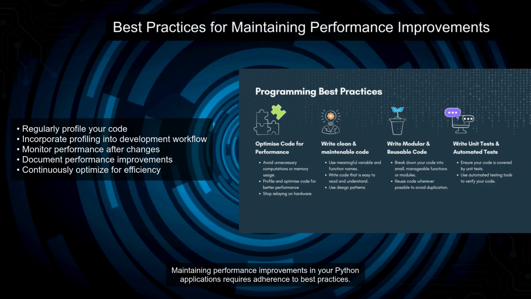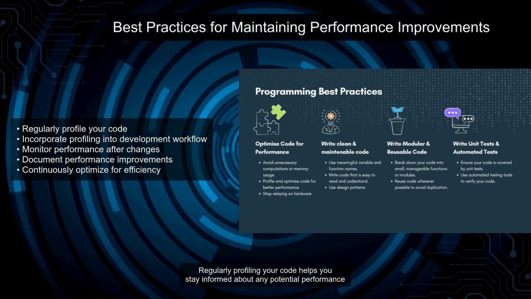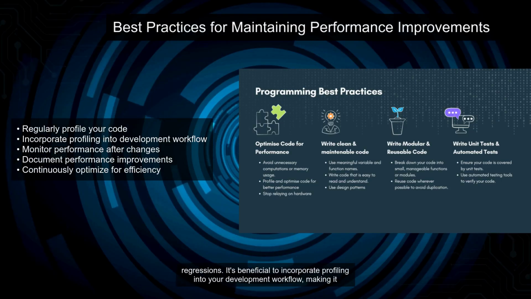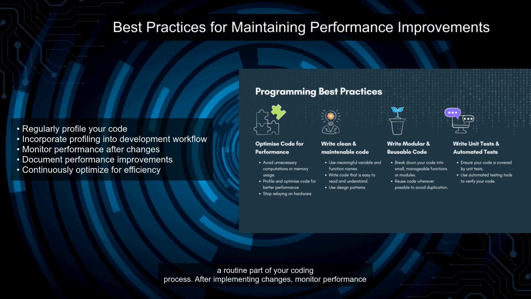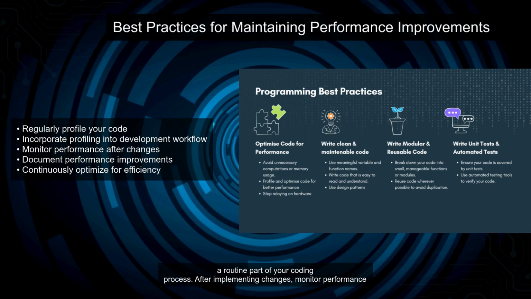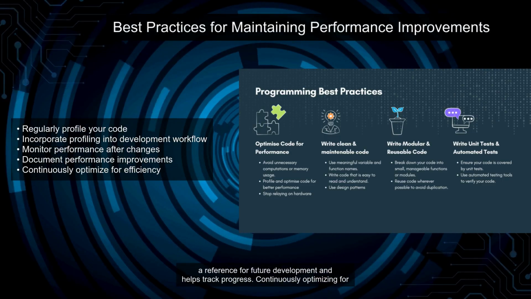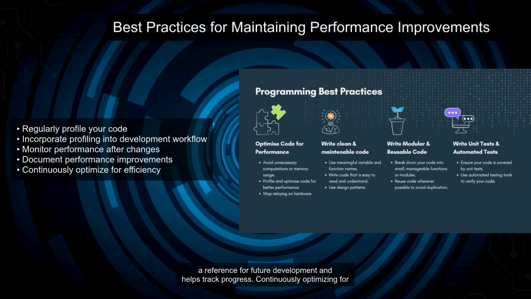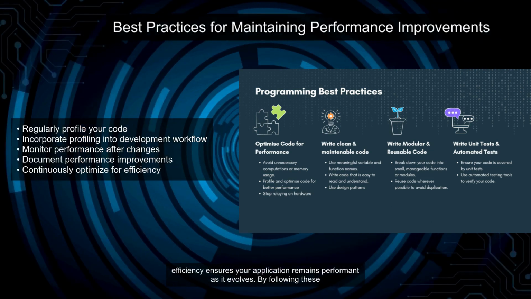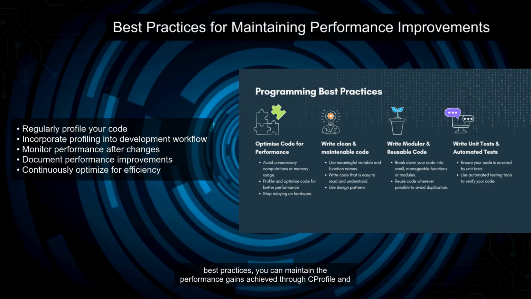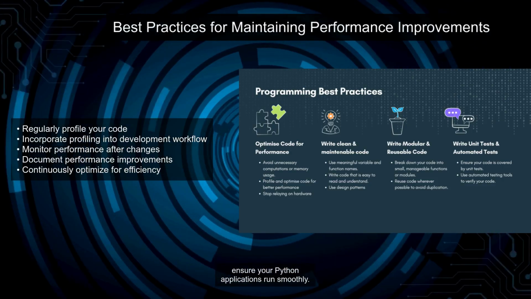Maintaining performance improvements in your Python applications requires adherence to best practices. Regularly profiling your code helps you stay informed about any potential performance regressions. It's beneficial to incorporate profiling into your development workflow, making it a routine part of your coding process. After implementing changes, monitor performance to ensure optimizations have the desired effect. Documenting your performance improvements provides a reference for future development and helps track progress. Continuously optimizing for efficiency ensures your application remains performant as it evolves. By following these best practices, you can maintain the performance gains achieved through Profile and ensure your Python applications run smoothly.